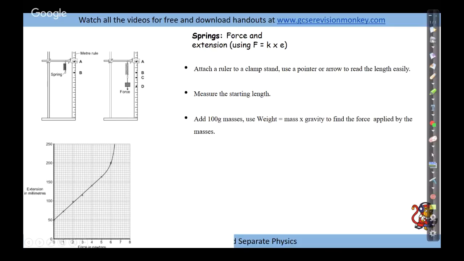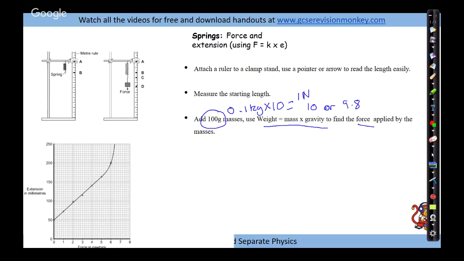Now, if you're adding a mass in grams, you might need to talk about turning that into weight. So to turn it into weight, you're going to use weight equals mass times gravity. And they would probably tell you in the question that gravity is equal to 10 or maybe 9.8, depending on how accurate they want to be. And you would use weight equals mass times gravity to find the force of that 100 grams there. So 100 grams you turn into kilos, 0.1 kilos, times that by a strength of gravity of 10, and you'd find that 0.1 kilos is 1 Newton. Just to turn that into weight.